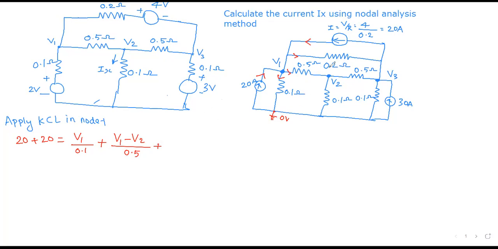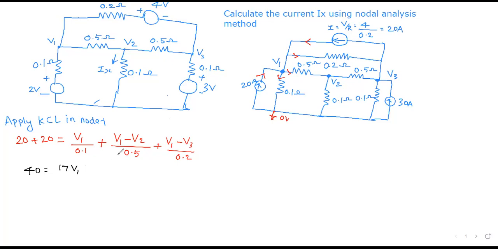Okay, so the two components are over. Now the third component is the 0.2 ohm resistor. You see here the 0.2 ohm resistor is connected between V1 and V3. So V1 minus V3 divided by 0.2. So this is the nodal equation of node 1, right? So 20 plus 20 equals V1 by 0.1 plus V1 minus V2 by 0.5 plus V1 minus V3 by 0.2. By solving it, taking the LCM and everything, you will get the final equation: 40 equals 17 V1.